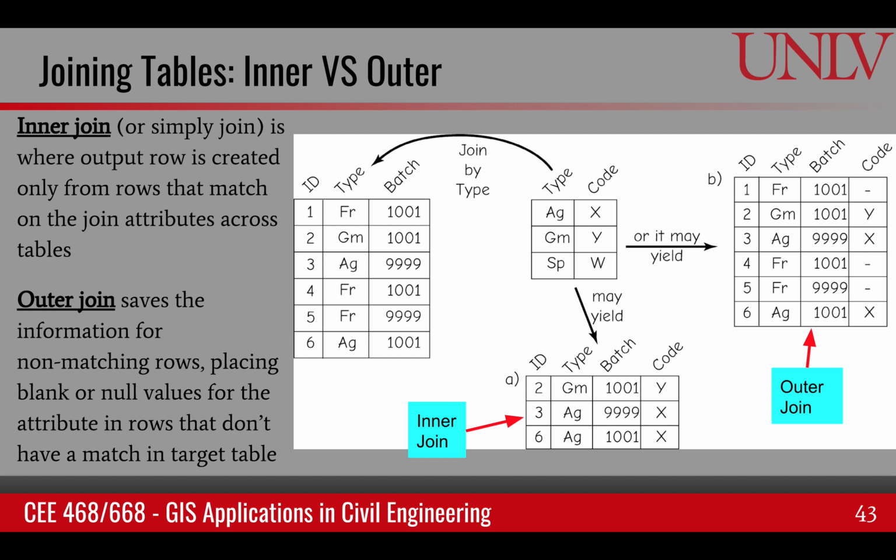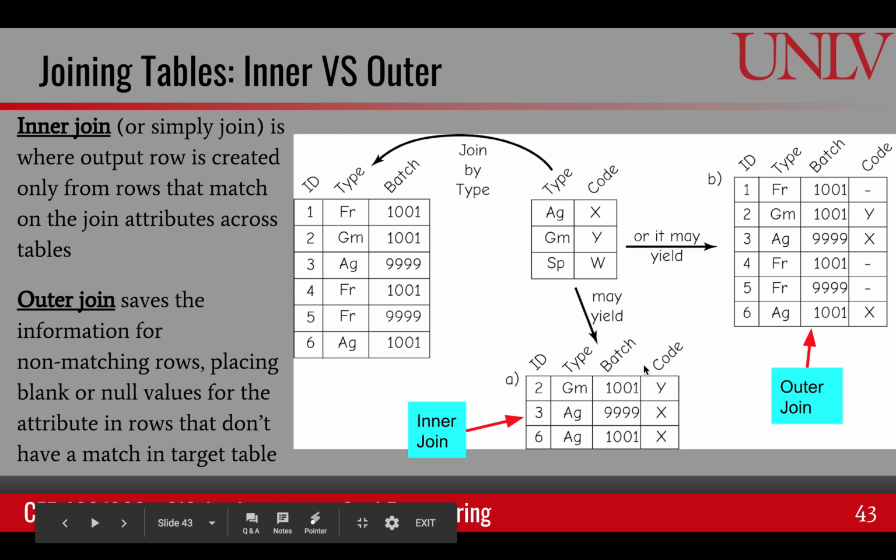And this is where the output row is created only from the rows that match on the join attributes across the tables. So in this case, the join attribute is type in the two tables. And the only entries that match on both sides are AG and GM. SP appears on this side, but not on this side. FR appears on this side, but not on this side. So when we create the join, inner join, then SP and FR are ignored or omitted.